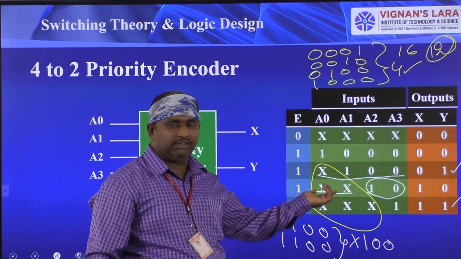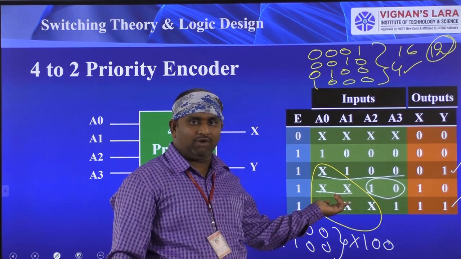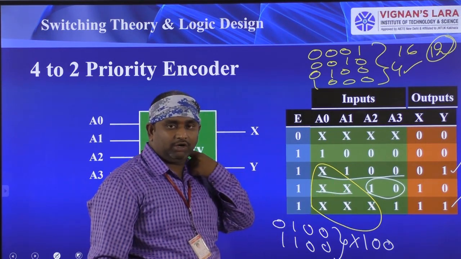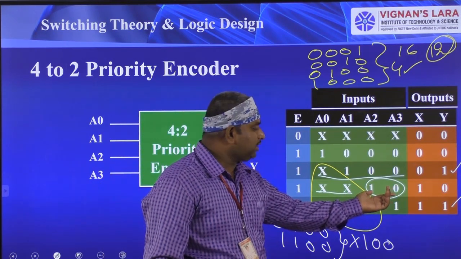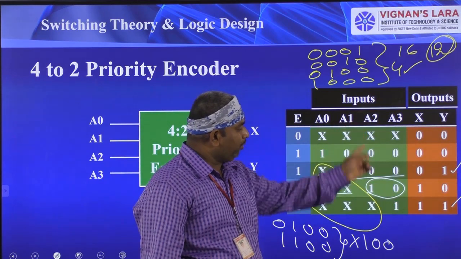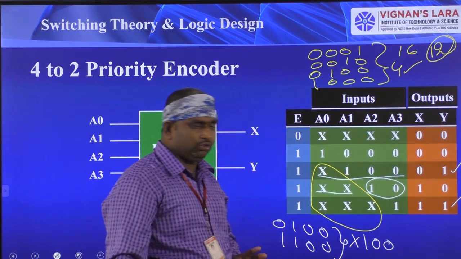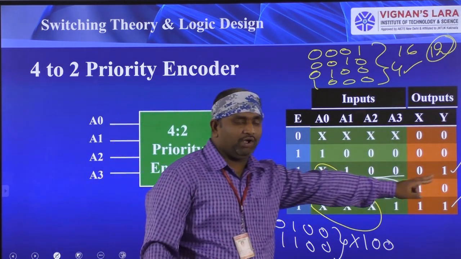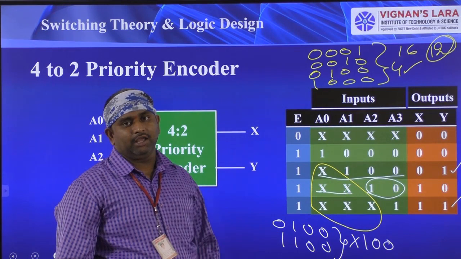The values in the xx place may be 0 0 or 0 1 or 1 0 or 1 1, the bits of A0 A1, whatever it may be. If A3 and A2 values are 1 and 0, that is A2 value is equal to 1 and A3 is equal to 0, all the outputs are 1 0. All the x and y outputs are 1 0. Okay, so this is the priority encoder.